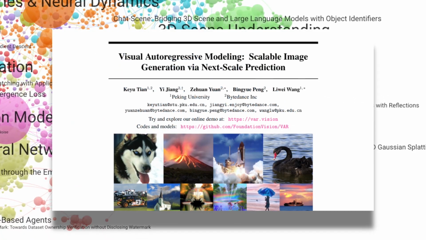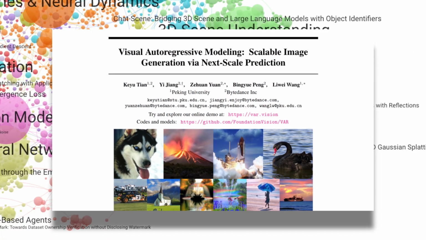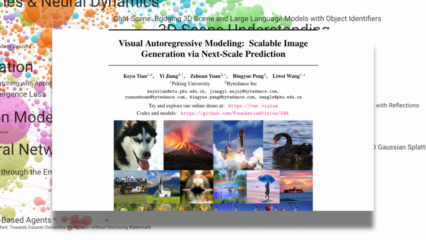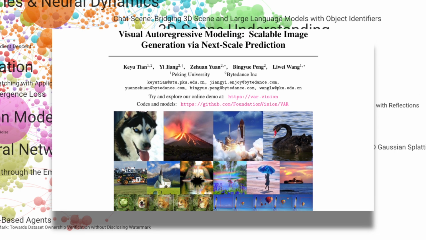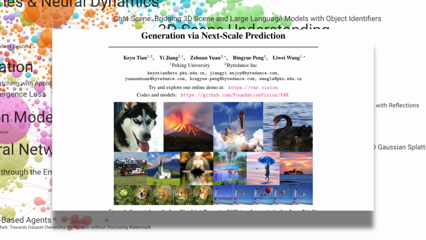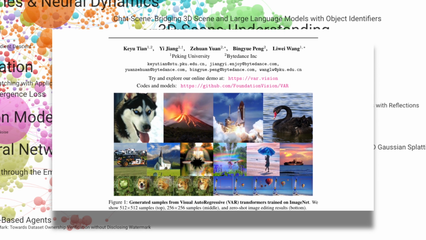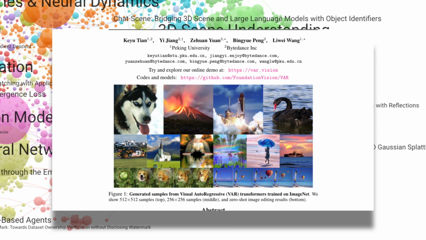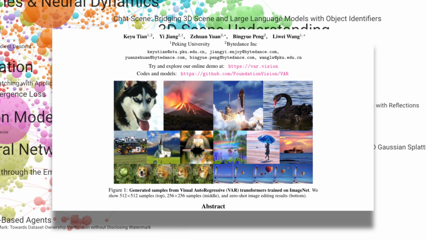On the image generation front, unlike traditional raster scan token prediction, visual autoregressive modeling uses a coarse-to-fine next-scale prediction approach, outperforming diffusion transformers on metrics like FID while being 20 times faster.